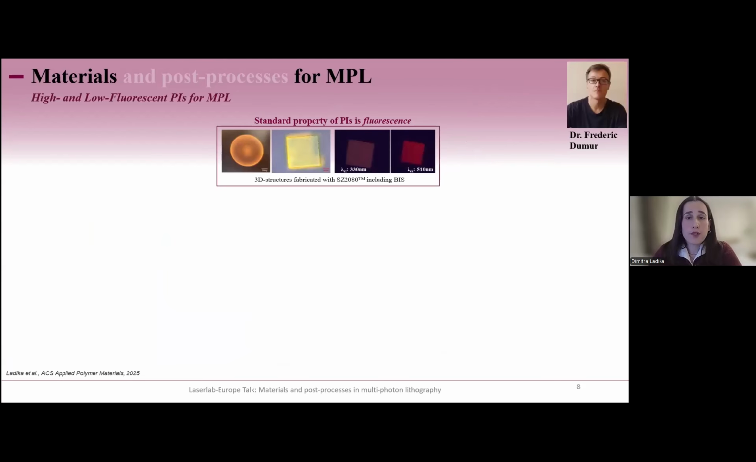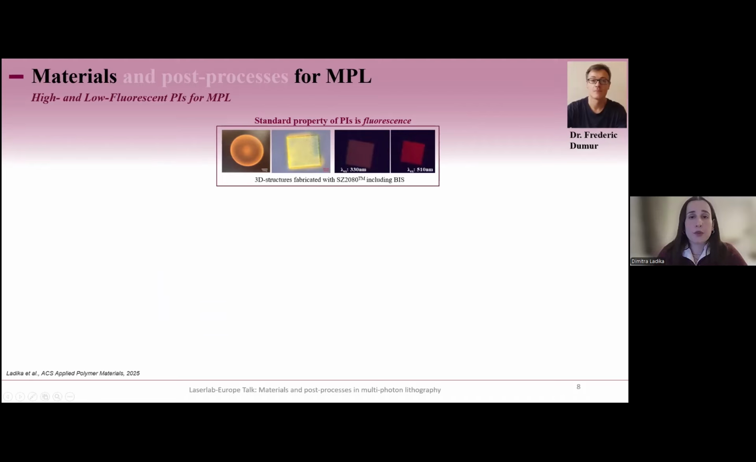So, starting with our first results from our latest publication from last year, it's about high and low fluorescent PIs for MPL. And why high and low fluorescent PIs? Because it's one of the main properties of PIs, which can be an advantage or disadvantage depending on the application, is fluorescence. As you can see here, this is a standard material with a widely used photoinitiator called BIS or Michler-Stetton. These are structures fabricated with MPL, and you can see that depending on the excitation wavelength, they are always fluorescent, either lower or higher.